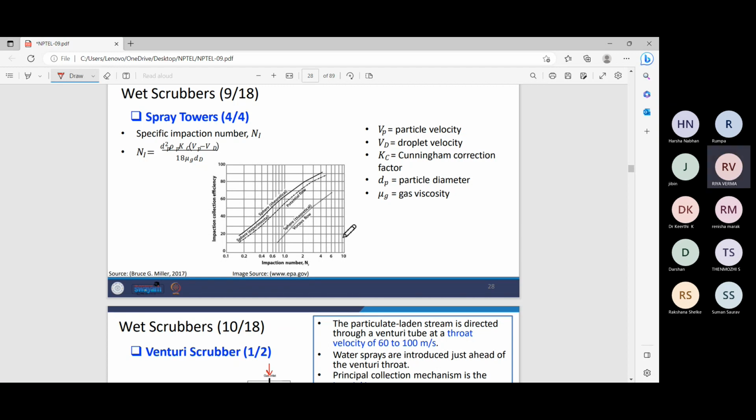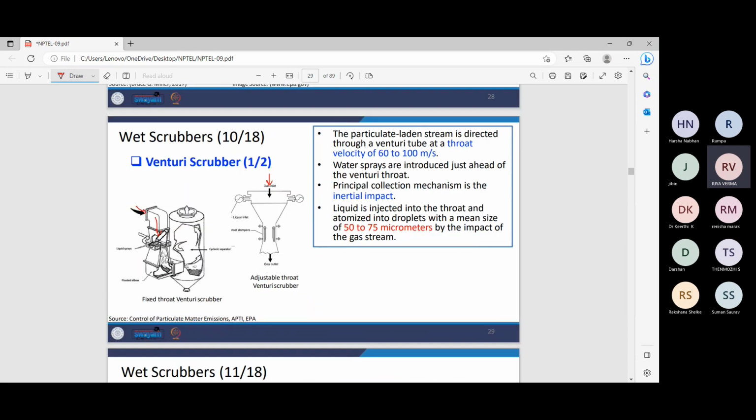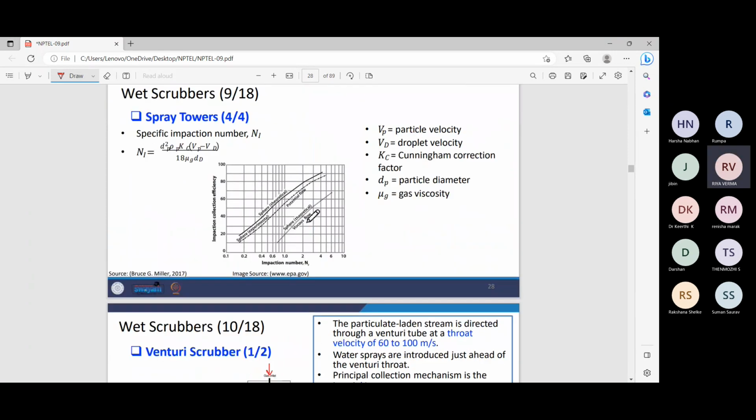This impaction number, basically, I don't have the exact definition for that. This term is used to find the impaction collection efficiency, like how much of the particulates get removed due to the impaction of these jet sprays with the particulates. This is for different types of flow conditions and what kind of particulates; theoretically the particles are assumed to be spherical. So this is for your potential flow and this is viscous flow.